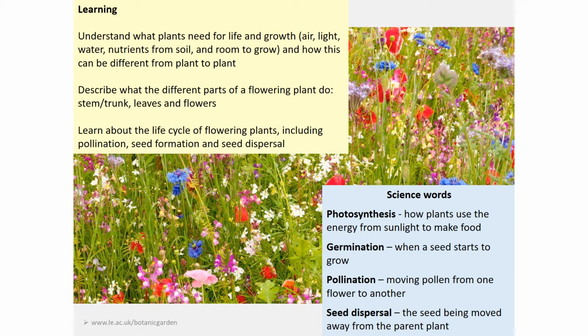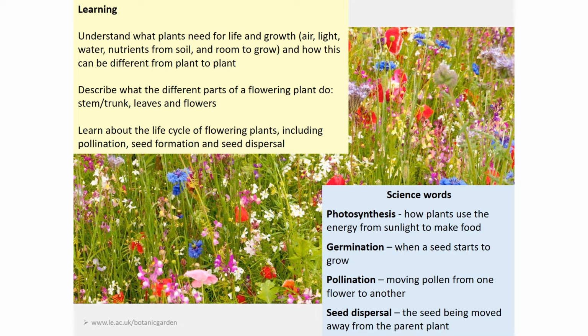On this video, you'll learn and understand more about what plants need for life and growth and how this can be different from plant to plant. You will describe what the different parts of a flowering plant do and learn more about the life cycle of flowering plants. And there's several science words that you'll learn more about.